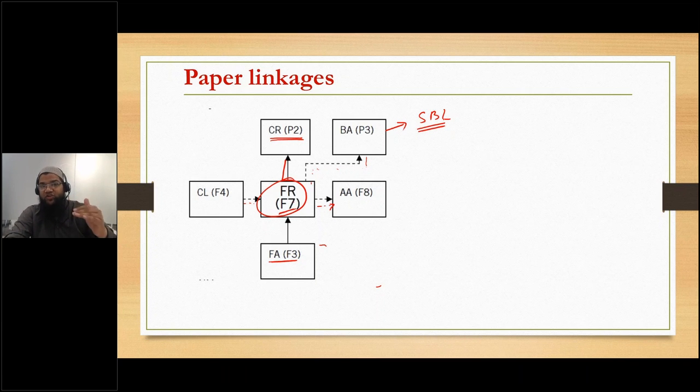So if your F7 is strong, it will help you in P2, it will help you in F8, and it will help you a bit in P3 or SBL. And similarly, if your F3 was weak, you are going to have a tough time in paper F7. So all these linkages are important to understand what importance your paper actually has.